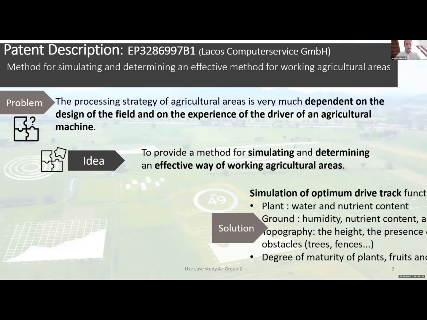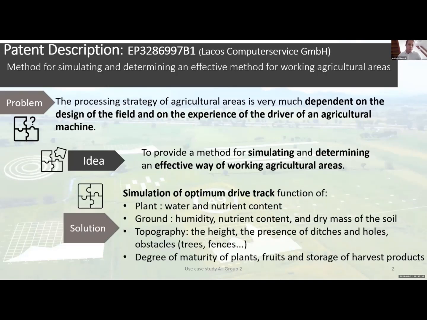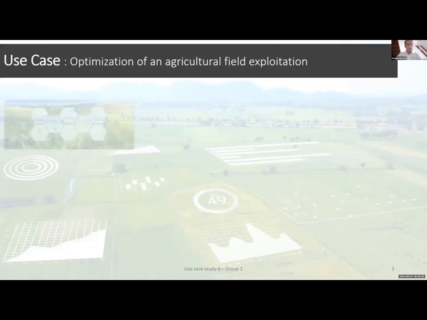So the solution: a simulation of an optimum drive track, which is a function of the plant, the water or nutrient content, the ground, if it has a lot of humidity, nutrient contents, the dry mass of the soil, etc. The topography of the field, the crop, so the height, the presence of ditches, holes, obstacles, and also the degree of maturity of plants. So a lot of different inputs.